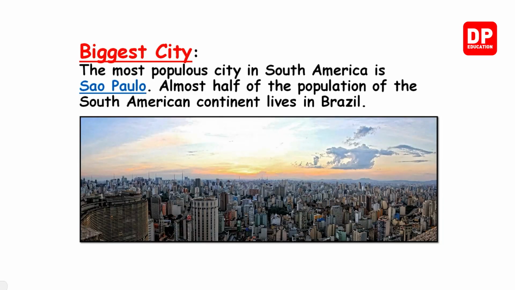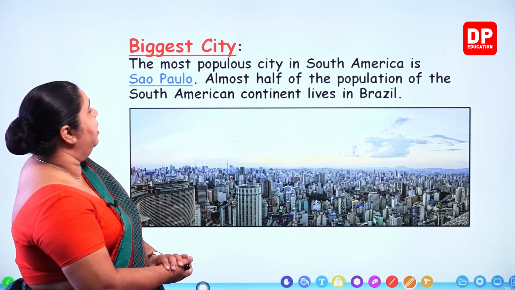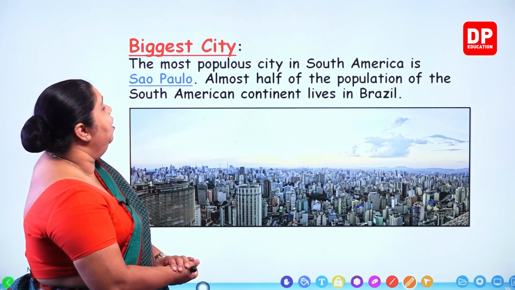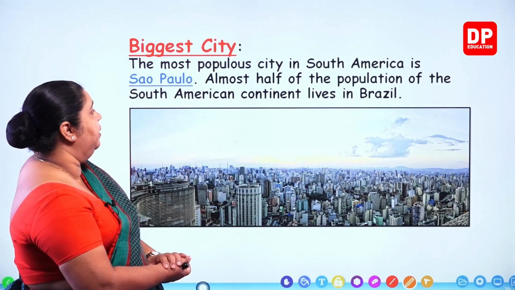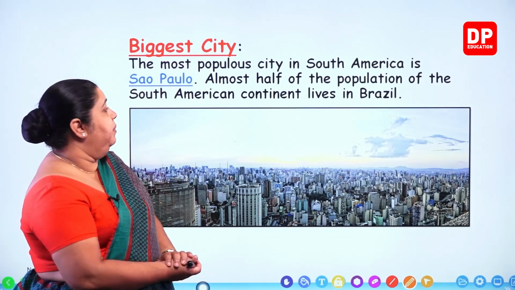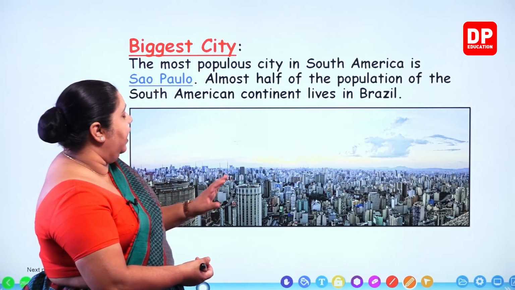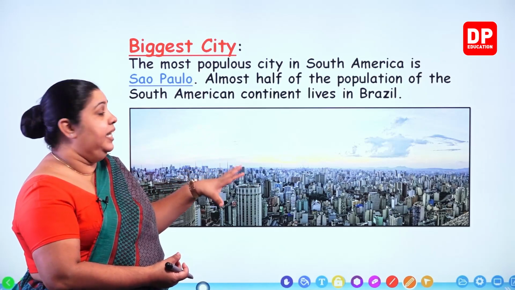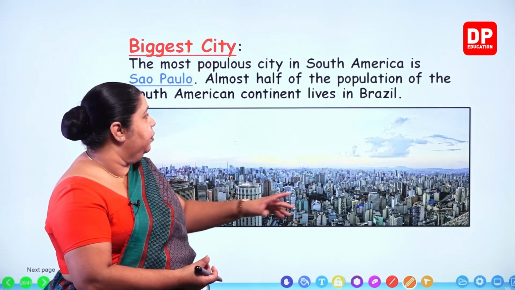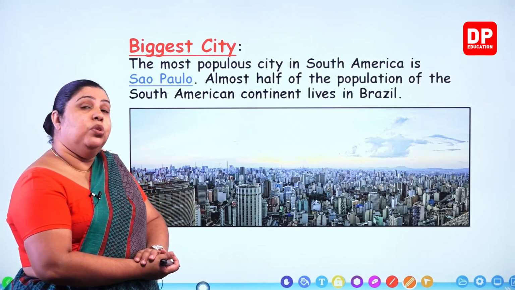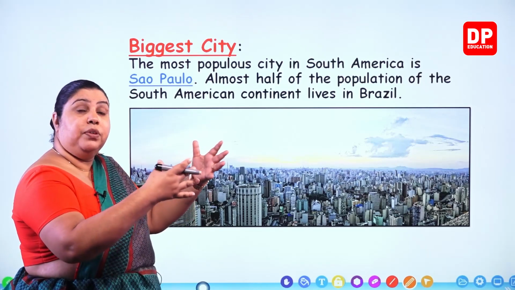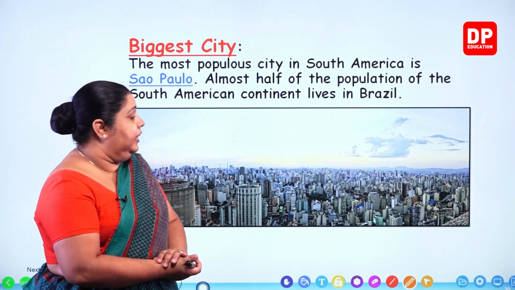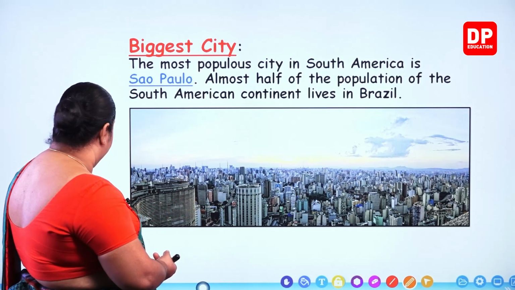Then what is the biggest city in South America? The most populous city in South America is Sao Paulo. Sao Paulo කියන නගරය තමයි දකුණු ඇමරිකාවේ තියෙන විශාලම නගරය. Almost half of the population of the South American continent lives in Brazil. දැන් මේකත් තියෙන්නේ පුතේ බ්‍රසීලයට අයිති Sao Paulo කියන නගරය තමයි. මොකද බ්‍රසීලයනේ ලොකුම රට දකුණු ඇමරිකාවේ තියෙන. So the biggest city is in Brazil, with a bigger population, and most of the people in the country Brazil live in this city. So this is how this city looks, right?